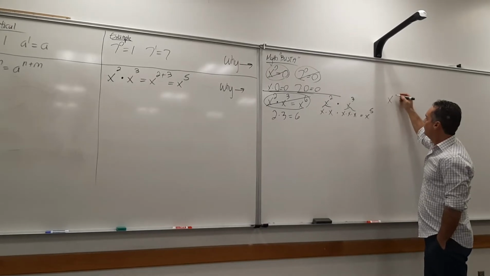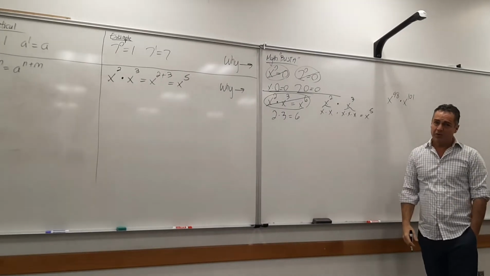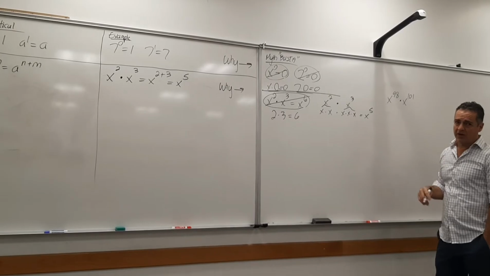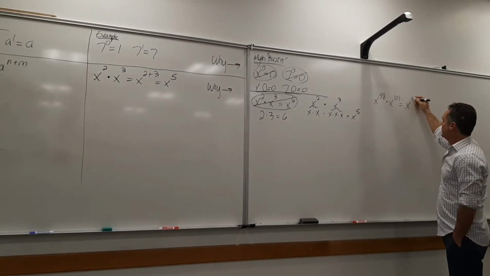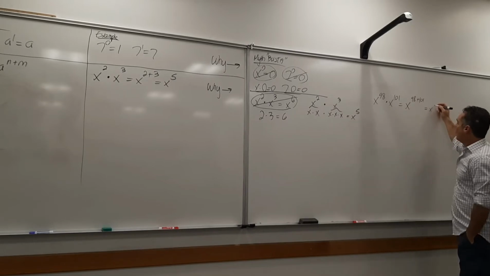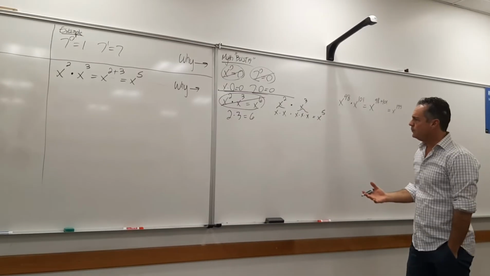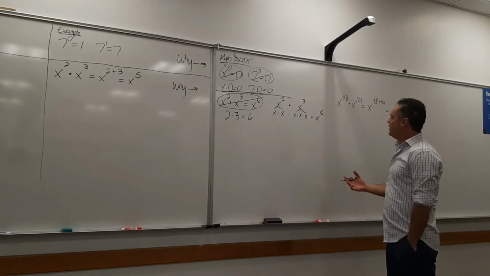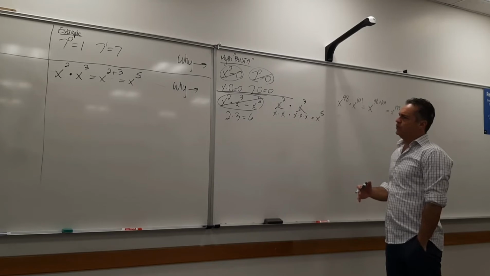What if I have x to the 98th times x to the 101st? You want to draw out 98 x's and 101 x's and do this? Or do you want to understand the concept is x to the 98 plus 101 would equal x to the 199th power? That's a lot easier to do. We like that shortcut.